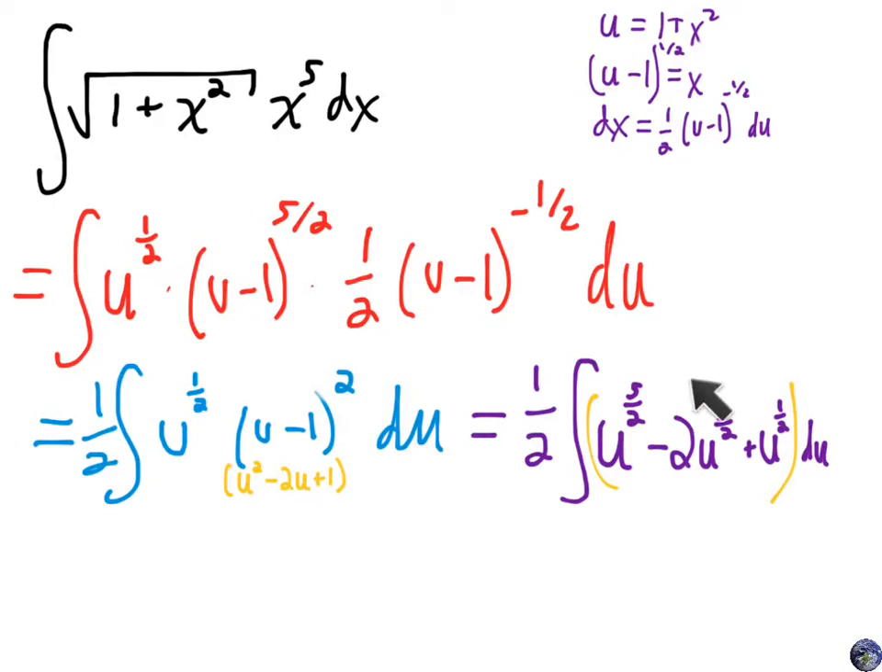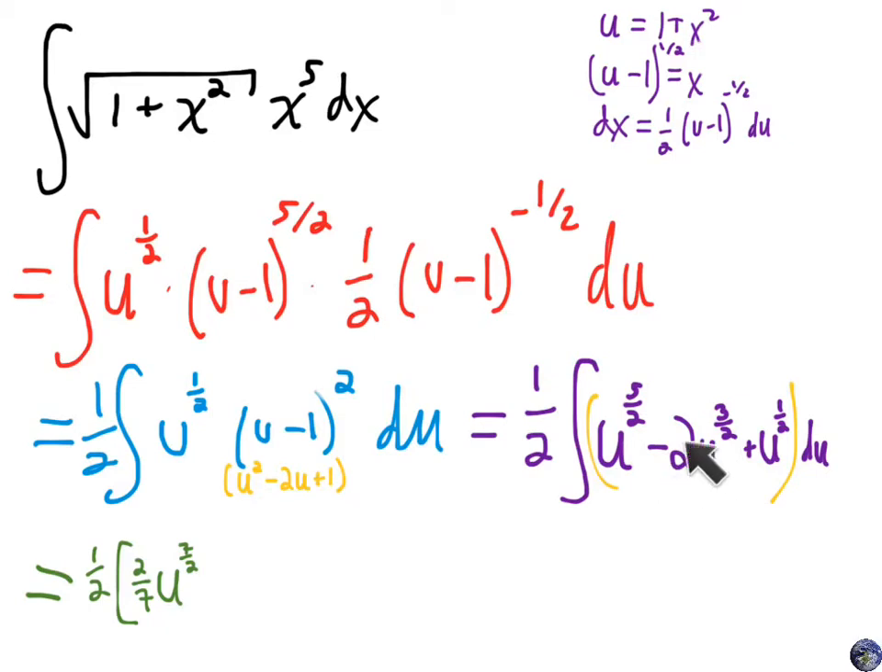All right, well now we know how to integrate this, right? We still have the 1/2 hanging out there in front, and now we just have to do the power rule on each of these three things. So the power rule on u to the 5/2: add 1, divide by the new exponent. When you add 1 to 5/2, it becomes 7/2. Dividing by 7/2 is the same thing as multiplying by 2/7, so I'm just going to write that in front. So that was the integral of that part.